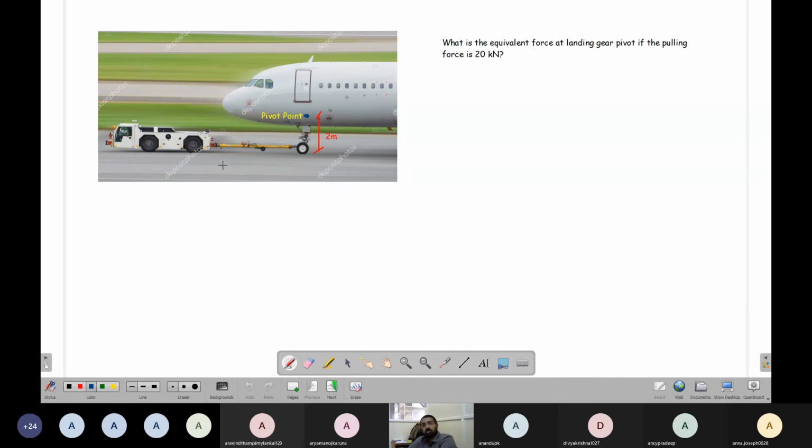The 20 kN force is approximately 2 tons, since 10 kN is approximately 1 ton, so a little more than 2 tons of pulling. The question is: if you want to transfer this force to this point, what will be the equivalent force? There can be a force, there can be a moment, and a value. How do you solve this? Can anyone solve this?